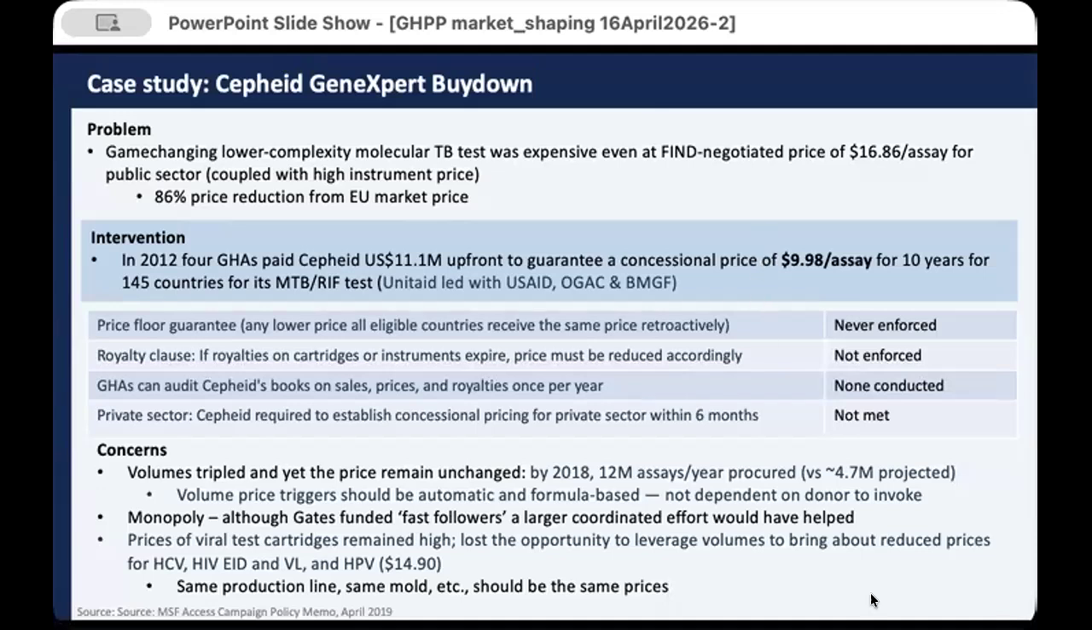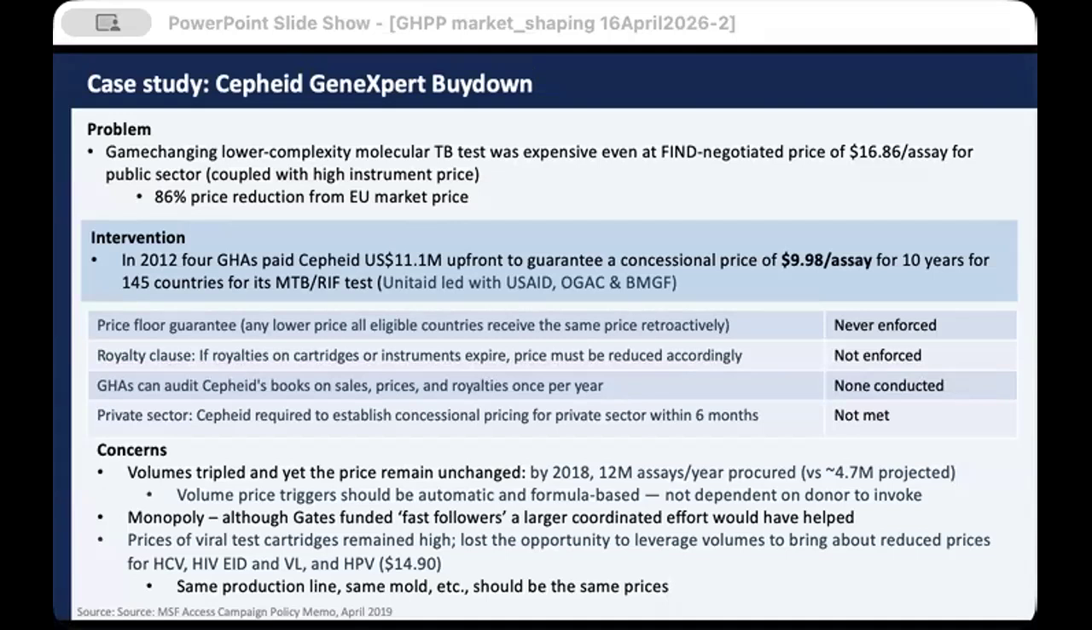There were a number of smart things in the contract, and I want to thank Terry Roberts and Kathleen England, who first brought this into the public space, and also appreciate their critique of it. So one thing that was in the contract but that was never enforced was a price floor guarantee. If one lower price is offered to any country, it has to be offered to all countries. That did happen in the case of South Africa, but the lower price wasn't offered. There was also a royalty clause for some of the materials that were used to make the test. Once the royalties expired, then the price should have gone down.